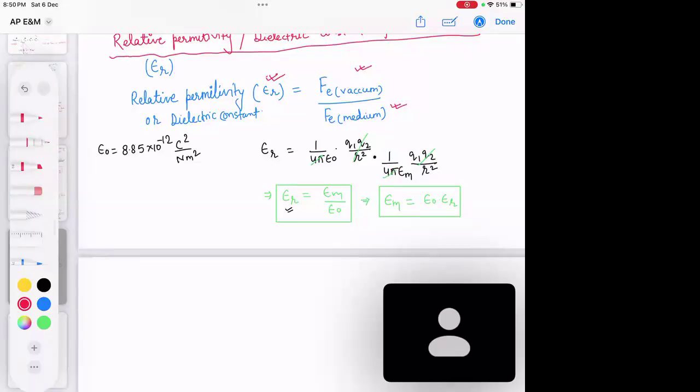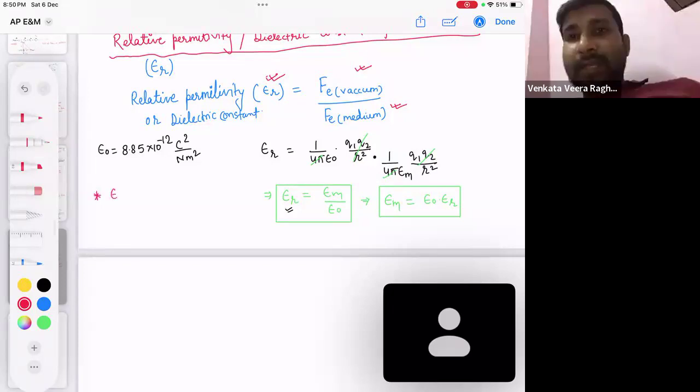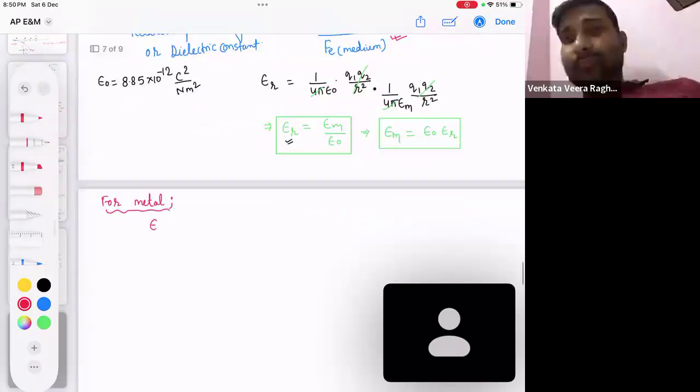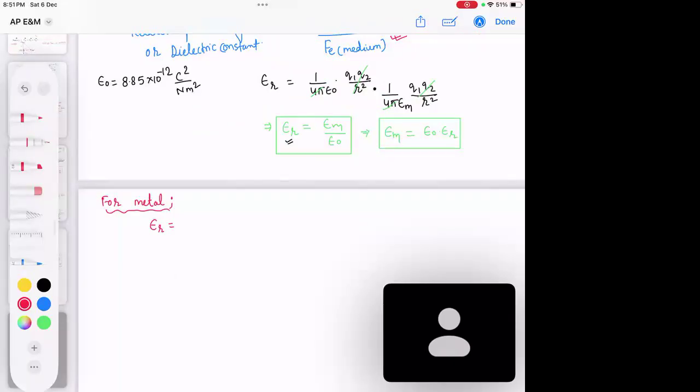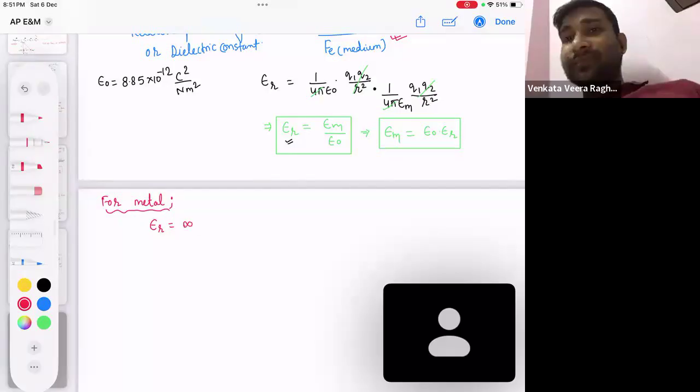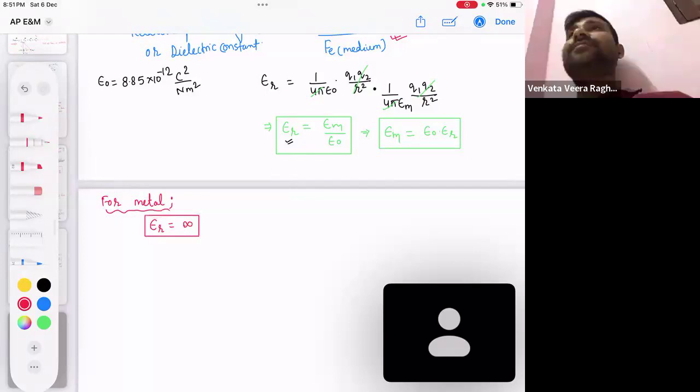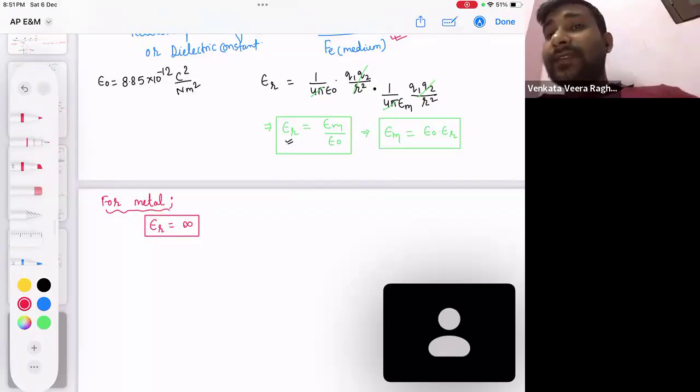Right. So now tell me just one more data. What is the relative permittivity, or dielectric constant, for metal? Epsilon metal by epsilon naught. So how much will it be? Anyone remember? That's infinity. Metal has relative permittivity as infinity.